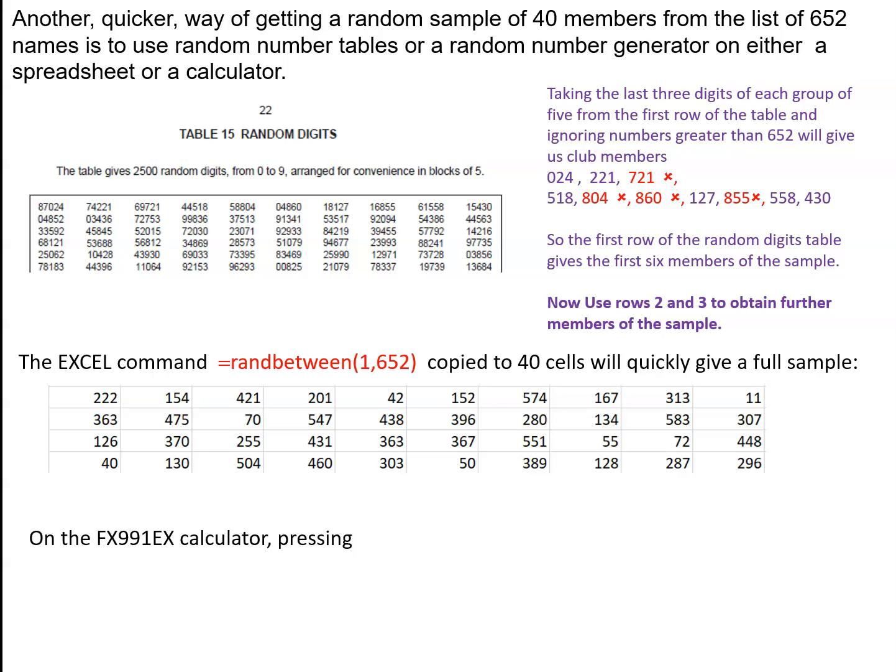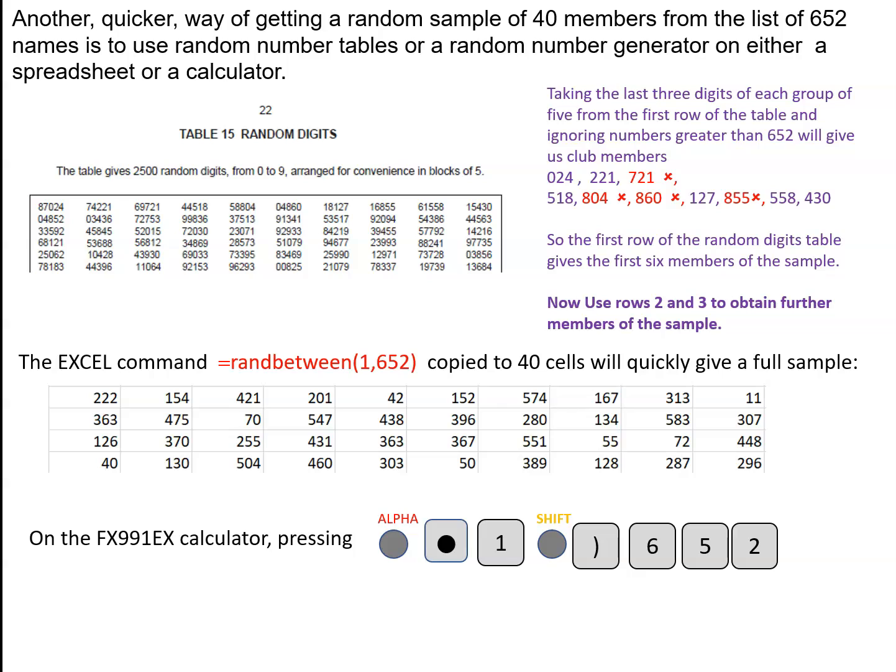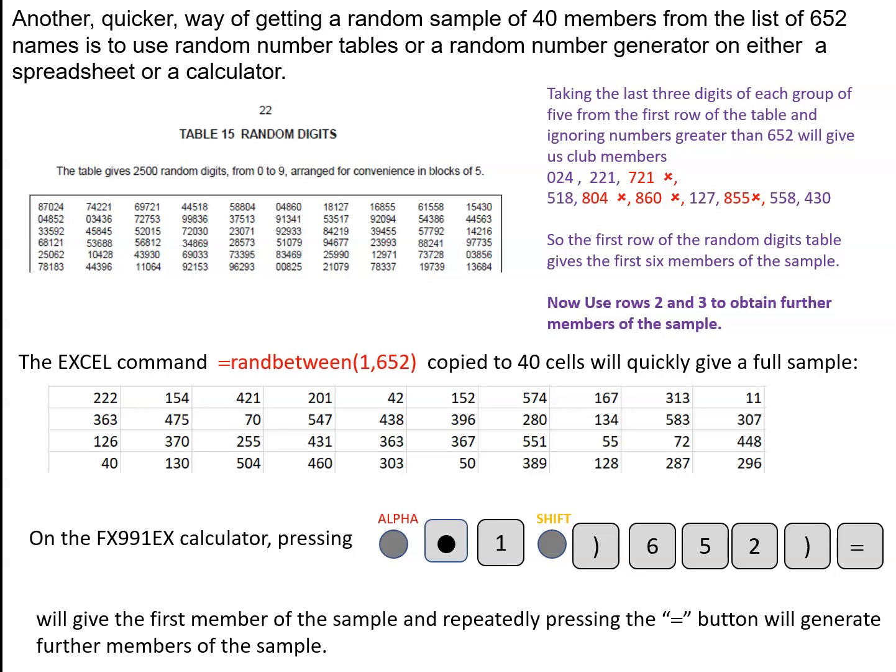On the FX991EX calculator, pressing this sequence of keys will give you a random number between 1 and 652. And if you then just press equals each time, you'll generate further members of the sample.